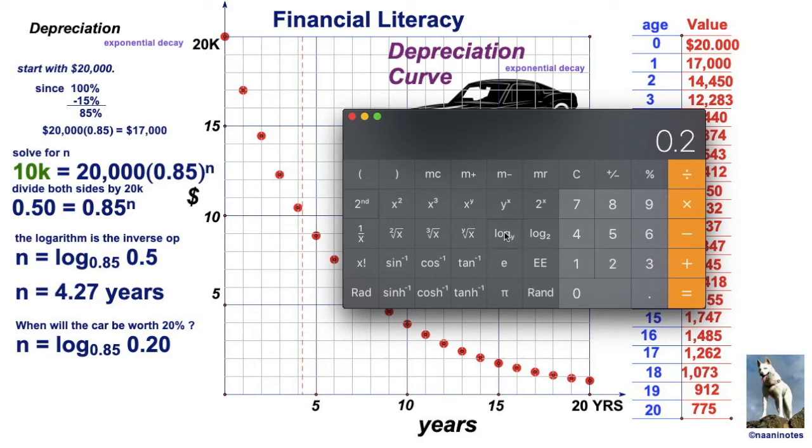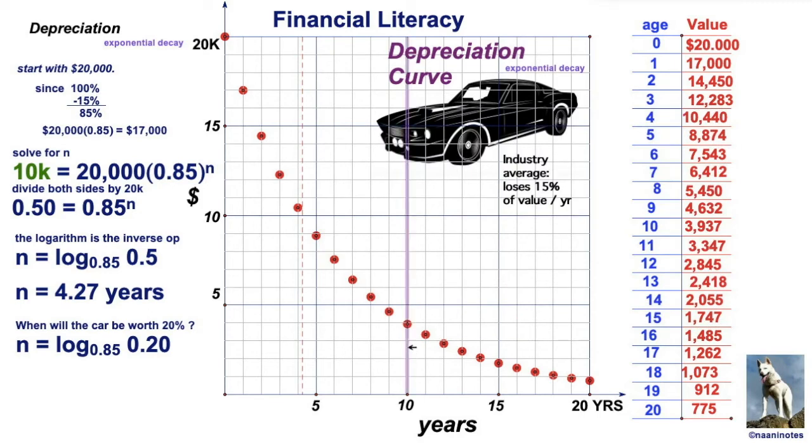And let's put the log 0.85. Look at that, 9.9 years, just shy of 10. Let's check it out over here. There's my 10-year, and you can see I dipped just below $4,000. So 9.9 right about there. In other words, it works, and that's so cool.